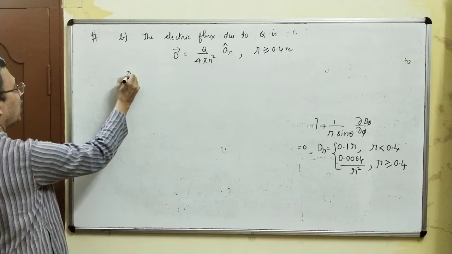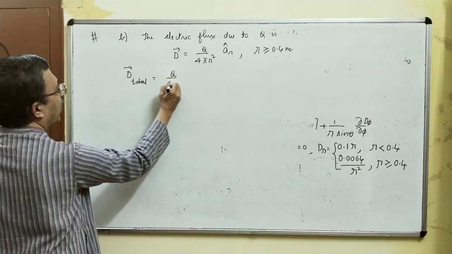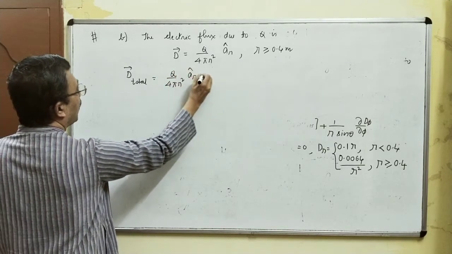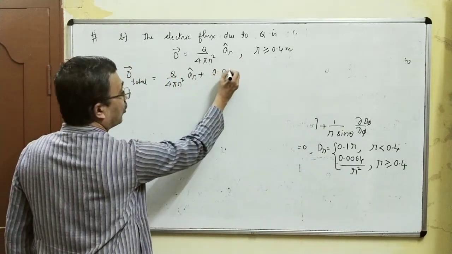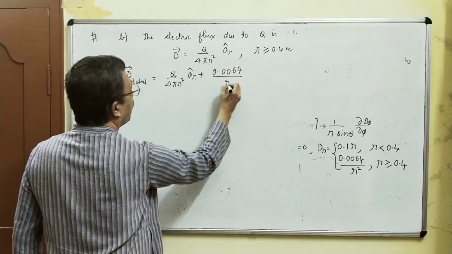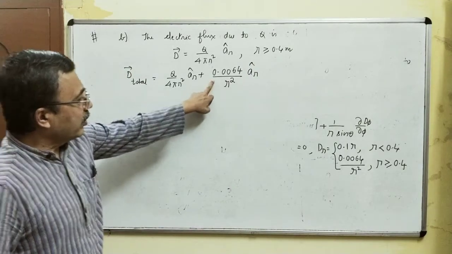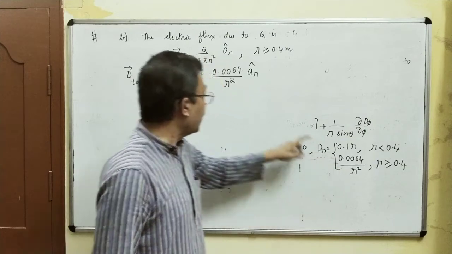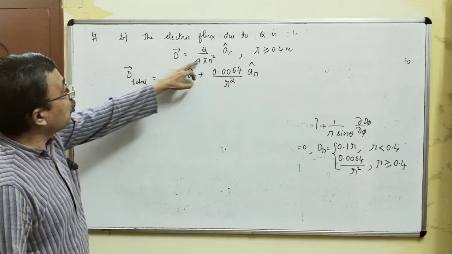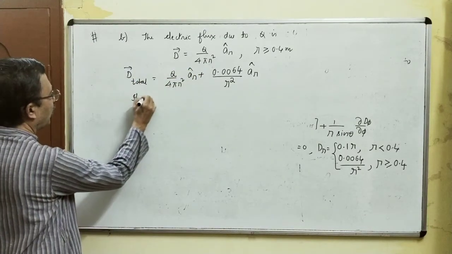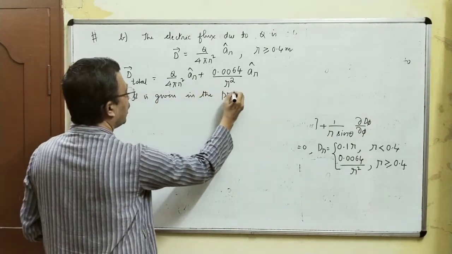What is vector D total? Vector D total is equal to Q divided by 4 pi r square ar cap plus, for r greater than or equal to 0.4, the expression for vector D, which is 0.0064 divided by r square into ar cap. This expression I have taken from here. Here only magnitude is written. Here I have written magnitude with the unit vector. This is the electric flux density due to point charge. It is given in the problem.